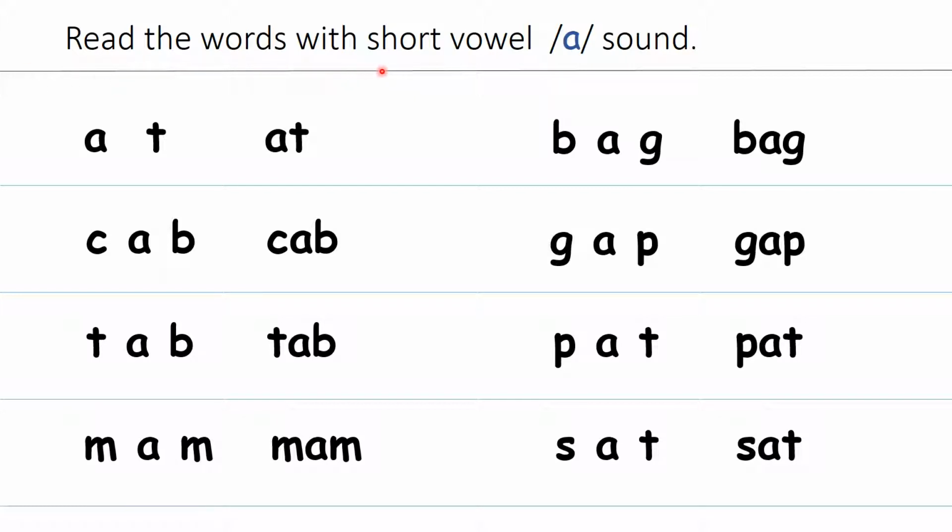Now read the words with short vowel A sound. Remember that letter A is a vowel sound, right? So let's read. At, at. Again, at, at. K, ab, cab. Again, k, ab, cab. Next, t, ab, tab. Again, t, ab, tab.